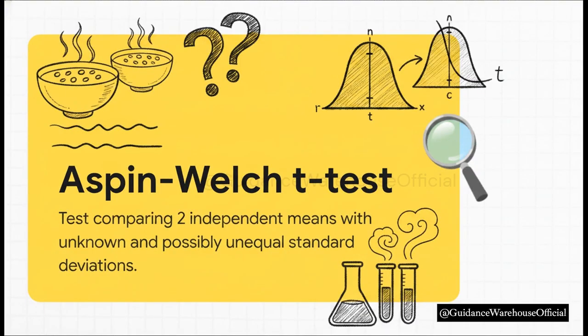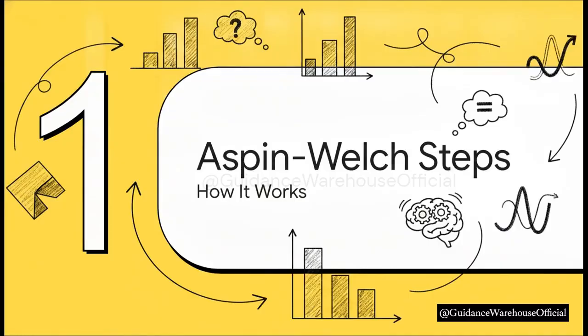In formal academic terms, testing our metaphorical soup is called the Aspin-Welch t-test. It's a statistical test specifically designed to compare two independent population means when the population standard deviations are both unknown and possibly unequal. And let me tell you, it's an incredibly powerful tool because, let's be honest, in the real world, we almost never know the true population standard deviation. Okay, let's break down the Aspin-Welch t-test step by step.